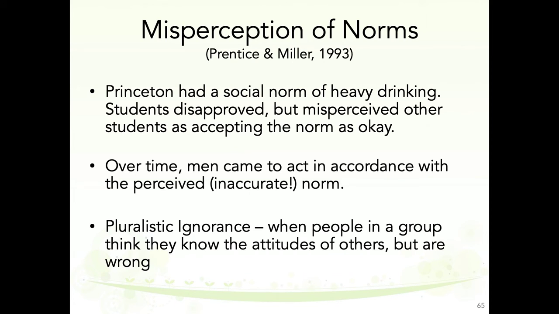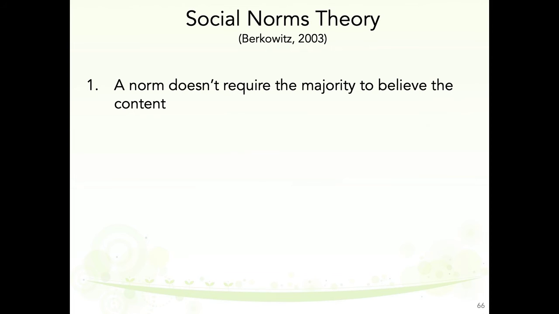This is when people in a group think that they know the attitudes or behaviors of others, but they are wrong. So this is not just a belief, this is sort of a meta-belief, the belief about others' beliefs. Okay, so a norm doesn't require the majority to believe it. That's a bit weird, but you could have everyone acting a certain way because they have shared beliefs about the norm.